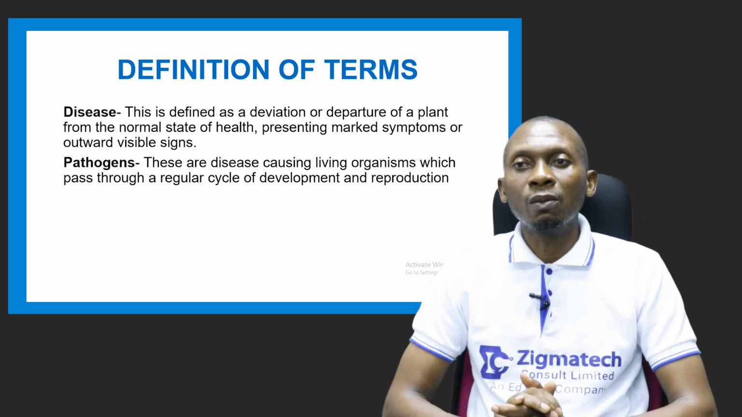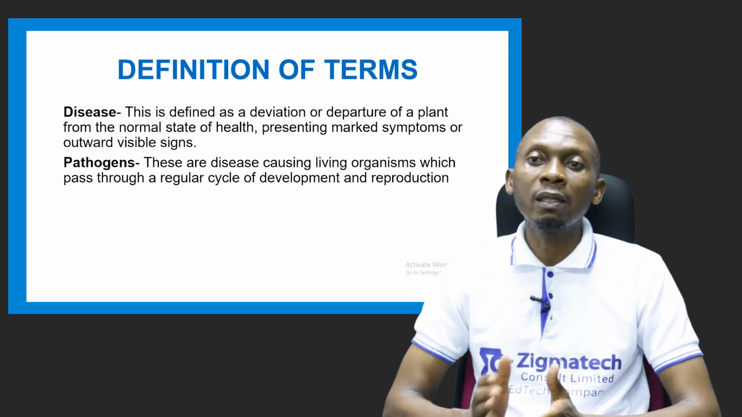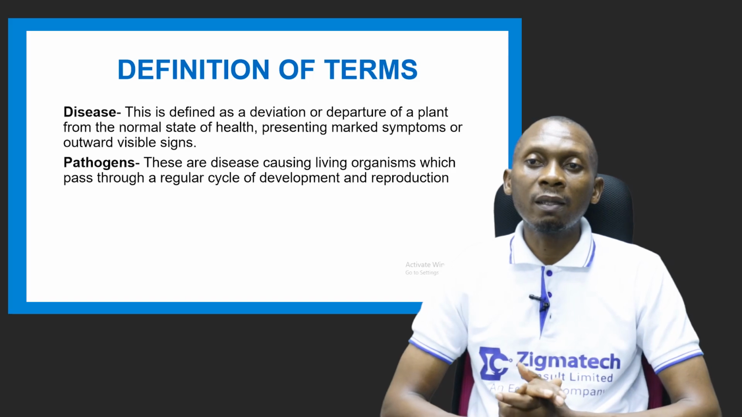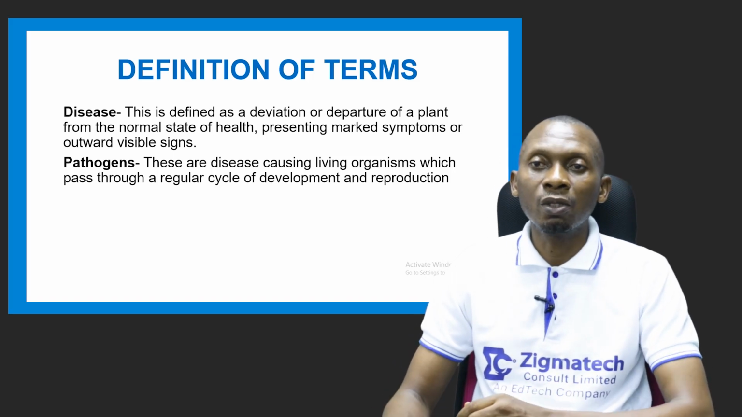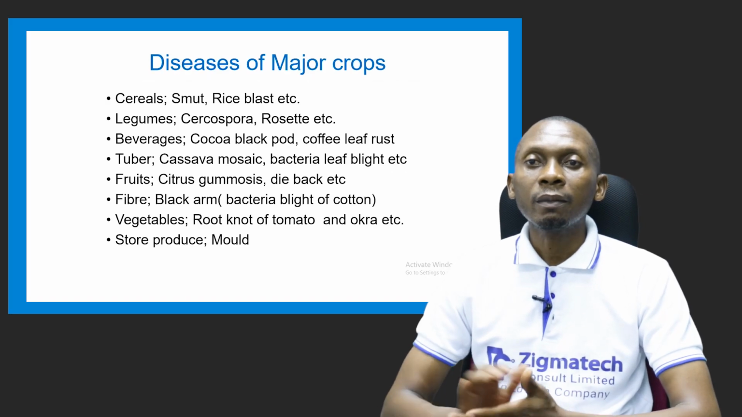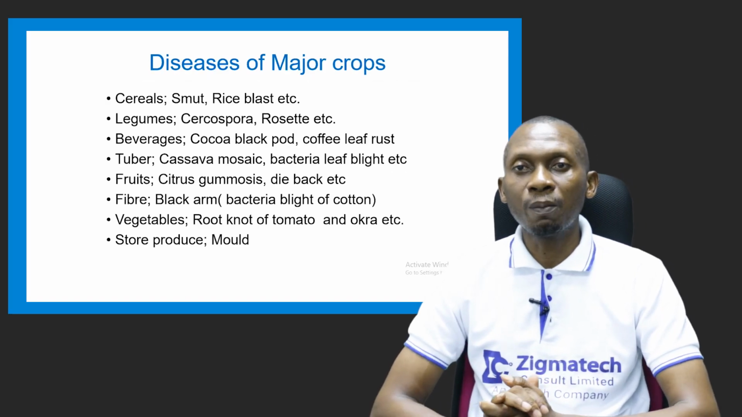Now let's look at pathogen. What's the meaning of pathogens? Pathogens are disease-causing organisms which pass through a regular cycle of development and reproduction. So disease-causing organisms are simply called pathogens. Now let's look at diseases of major crops.